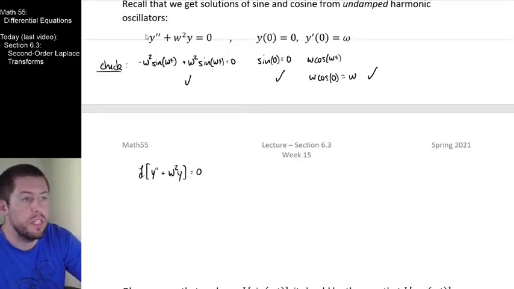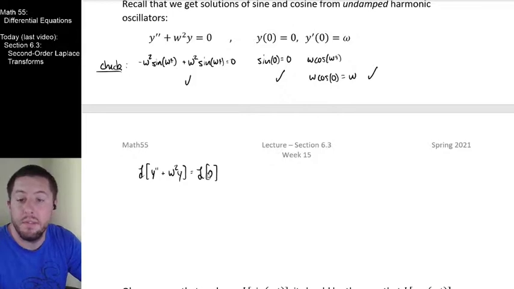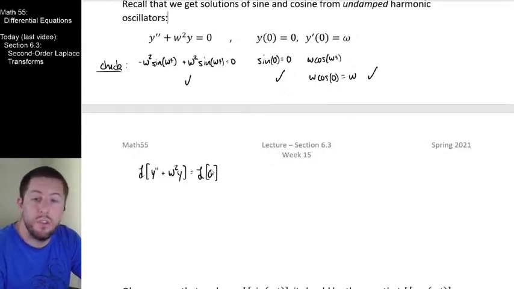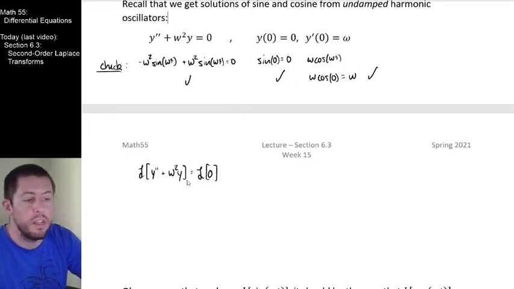Oops, the Laplace transform of 0. But remember, you should be comfortable saying that the Laplace transform of 0 is 0, because the Laplace transform of a function is essentially, that's 0. 0 times anything is 0. So this is going to be like taking the integral of 0 from 0 to infinity. That's going to give us 0 right there.